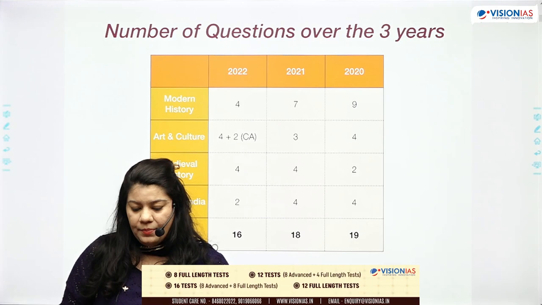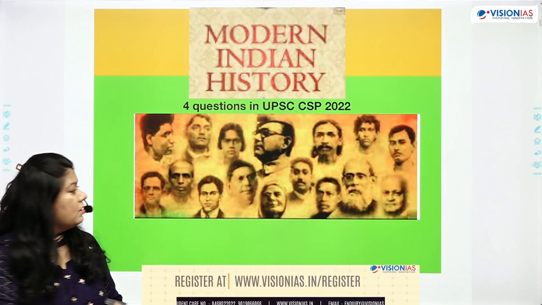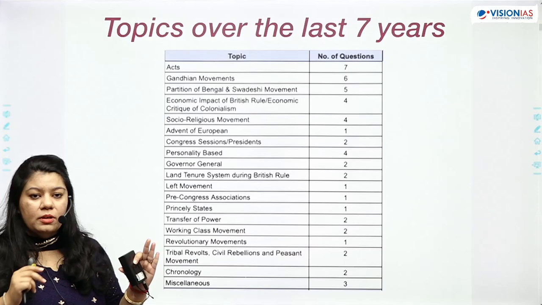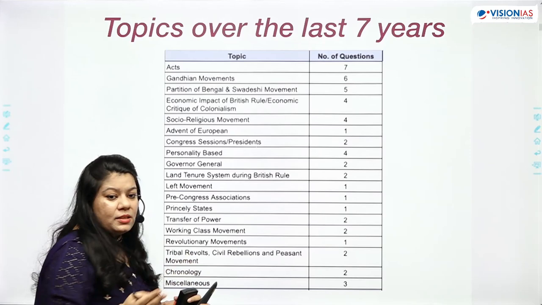So let's take up the modern Indian history section. There are 4 questions in the paper, and as I told you, the topics dealt with by UPSC are on conventional lines if you see the last 7 years of topics that have come in UPSC. So yes, there's always an act-based question. We saw a question on the Government of India Act 1919.